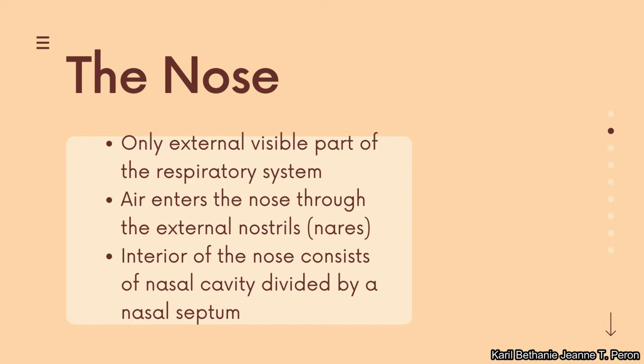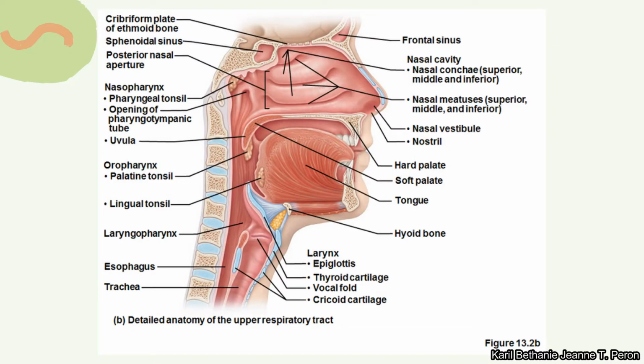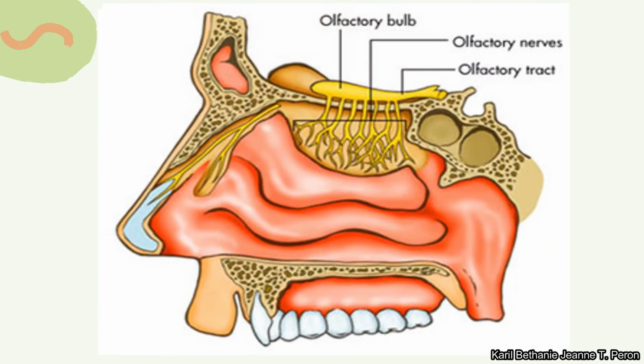Olfactory receptors are our sense of smell. We can smell because of these olfactory receptors. So here is the external nose. The nostrils are located right here. The olfactory nerves are these thread-like structures. Those are the olfactory nerves. And you can also see the olfactory bulb and the olfactory tract.